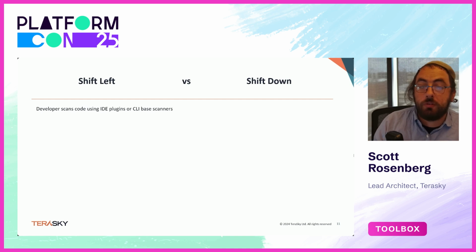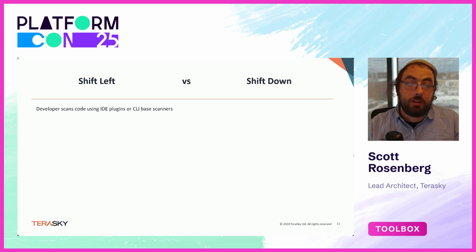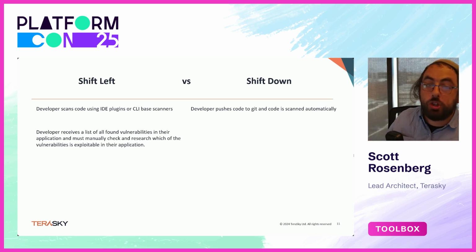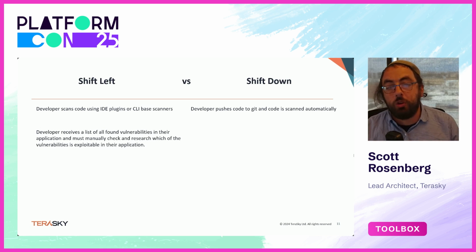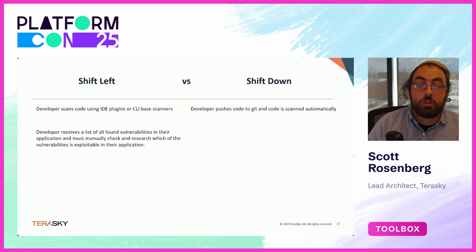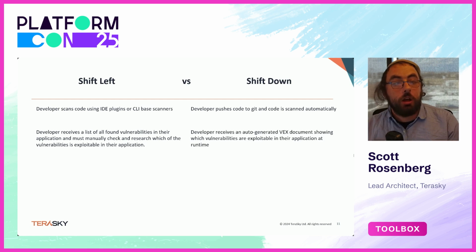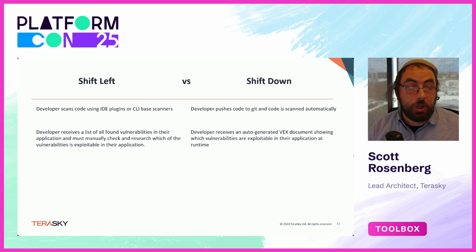In shift left, the developer scans code using IDE plugins or CLI based scanners. In the shift down approach, the developer pushes code to Git and the code is scanned automatically. Or in the shift left approach, a developer receives a list of all found vulnerabilities in their application and must manually check and research which of the vulnerabilities is exploitable in their application. In a shift down approach, a developer receives an auto generated VEX document showing which vulnerabilities are exploitable in their application at runtime.